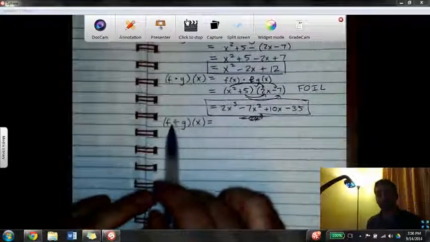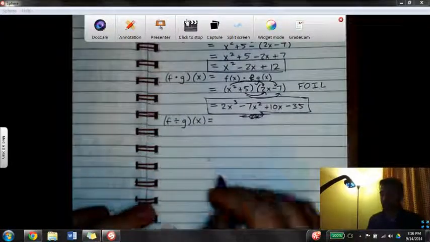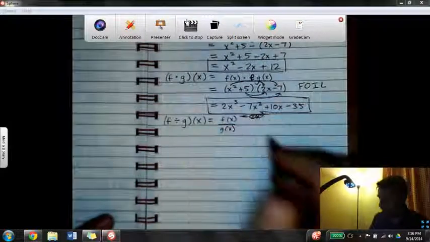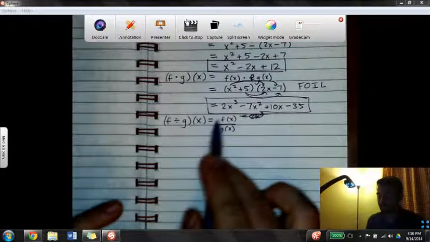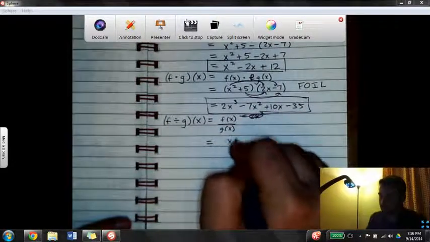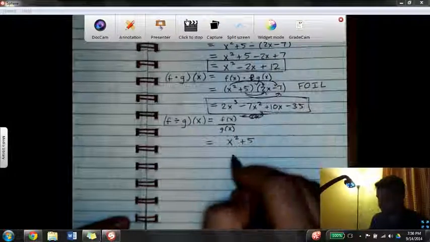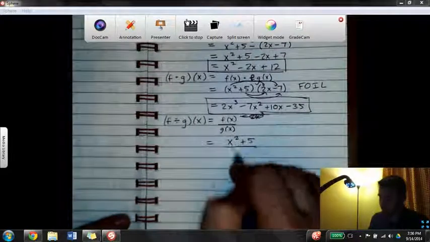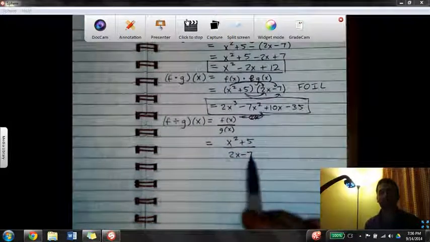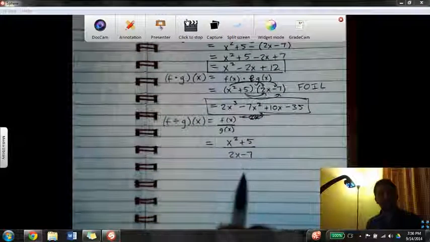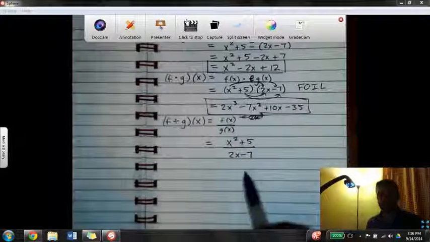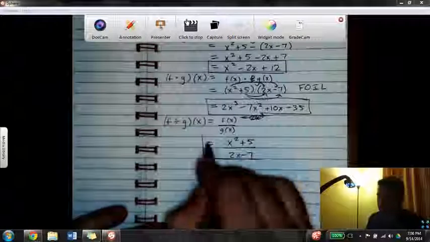Finally, when we are dividing our polynomials, we can rewrite them sort of in a fraction. And so x squared plus 5 divided by 2x minus 7. And later on, we're going to talk about different ways to divide polynomials. Right now, there's no terms I can cancel out. This would be my final answer.